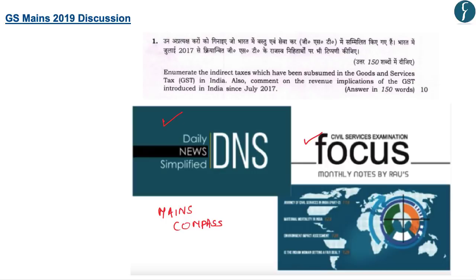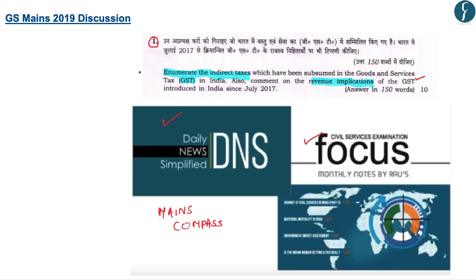In this edition, we'll be discussing this question that appeared in General Studies Paper 3 on GST. Ever since GST was introduced in 2017, a number of questions have been asked on GST in multiple papers, including this one that was asked in 2019. In that, the question read, enumerate the indirect taxes that have been subsumed under GST in India. Also comment on the revenue implications of the GST introduced in India since 2017.